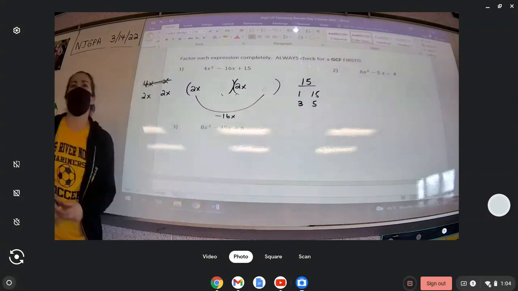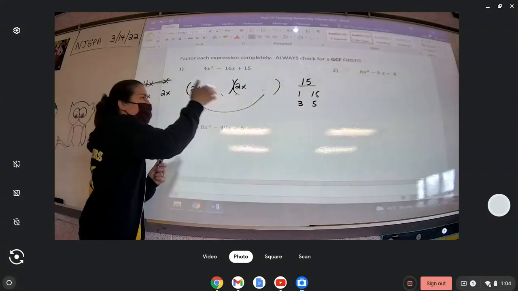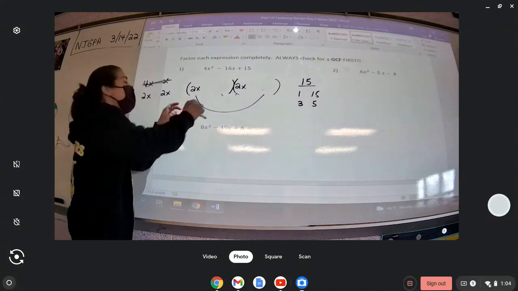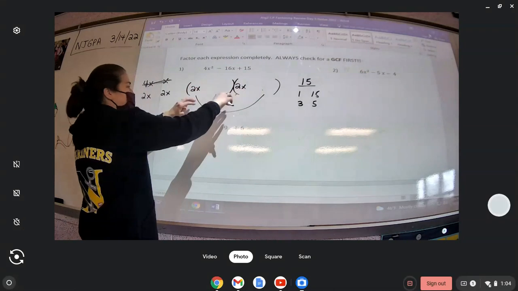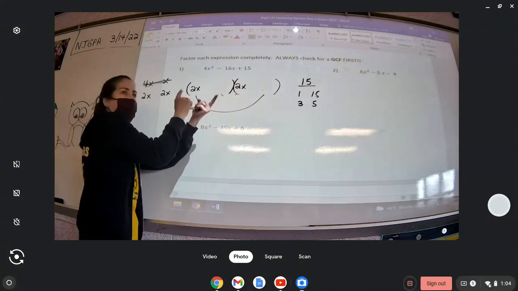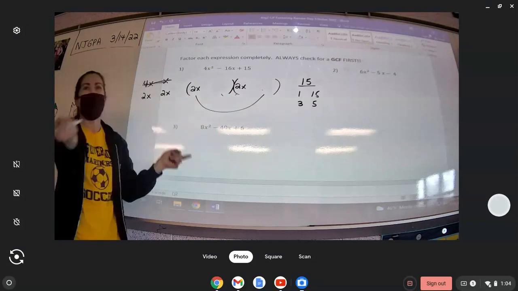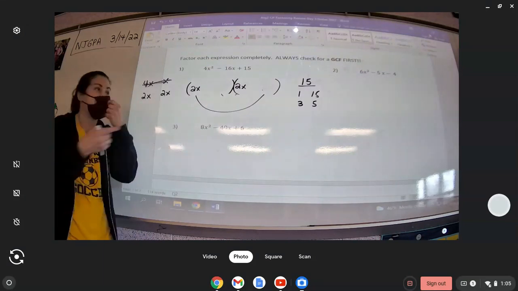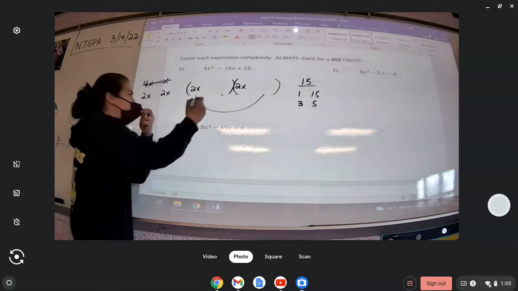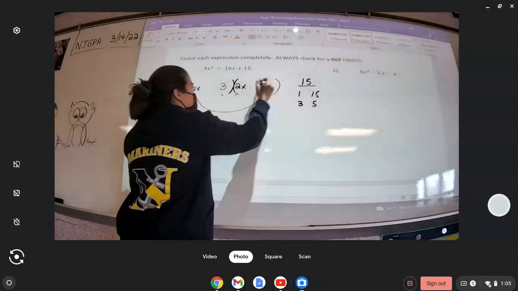All right, pick your favorite factors of 15. Who do you want to try first, the 1 and the 15 or the 3 and the 5? Probably the 3 and the 5. Now, the beautiful thing about a 2x and a 2x is, guys, your rainbows are both being multiplied with a 2x. So it won't matter where you put the 3 or the 5, and you're not going to have to switch them and try them in other spots because they're both getting multiplied with a 2x. So it cuts down on the guessing and checking. So in any order, 3 and 5.